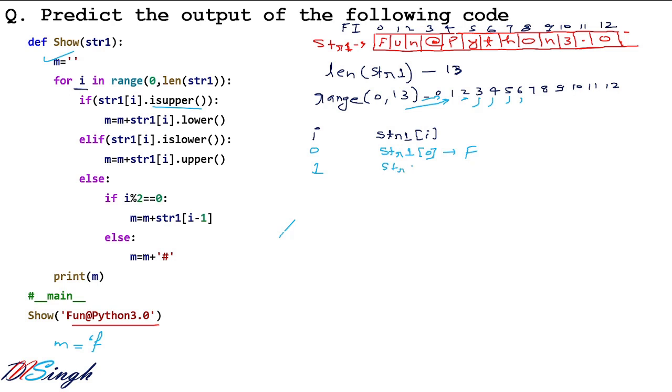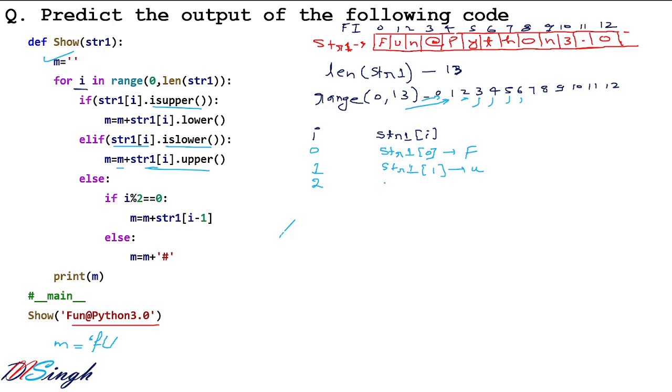There we will write str1 of 1. What will be the value there? Small u. Small u will be matched: is str1 of 1 in lowercase? Yes, it is in lowercase. Make it uppercase and concatenate with m. So what will happen? u will be converted into capital case and concatenated to m.